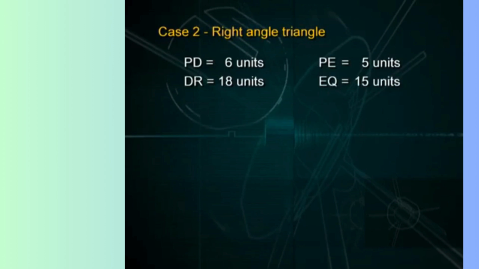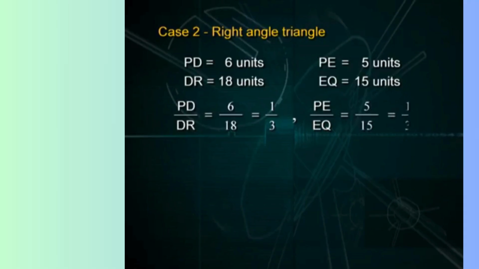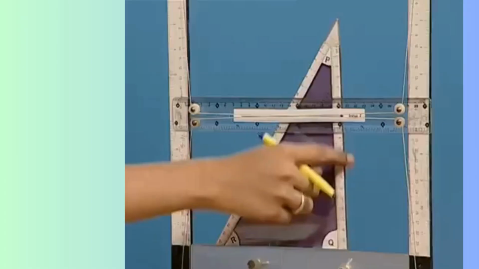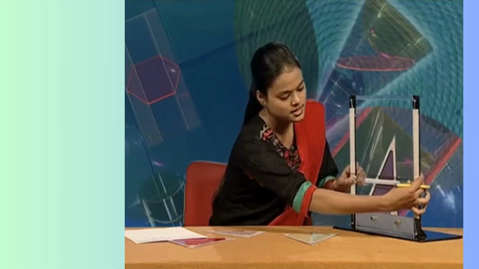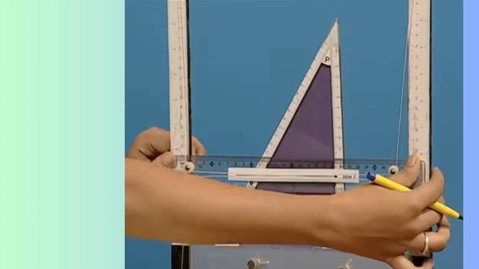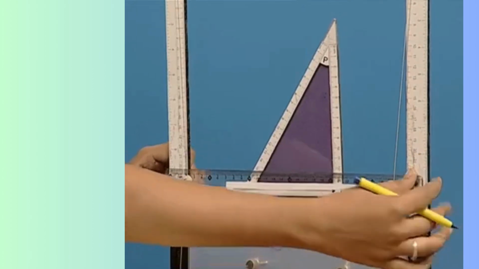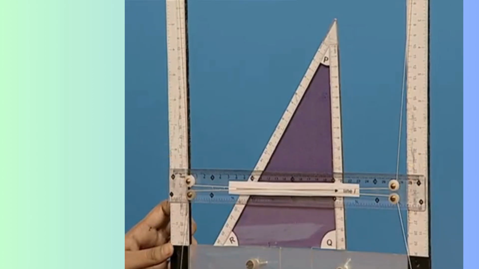Now, by mathematical manipulation, we can see that PD by DR is 6 by 18, which is coming out to be 1 by 3, and PE by EQ is 5 by 15, which is again coming out to be 1 by 3, which again shows that the other two sides are divided in the same ratio. Now, you can repeat this process by putting the scale up and down and verify yourself whether the corresponding ratios are equal or not.